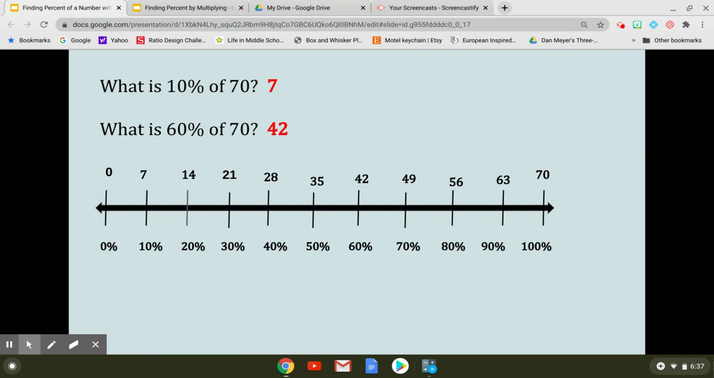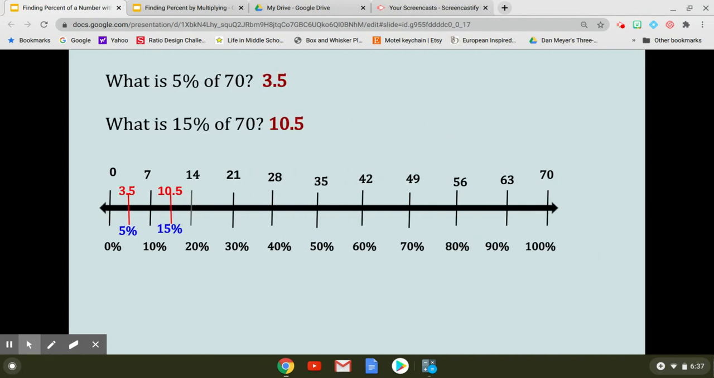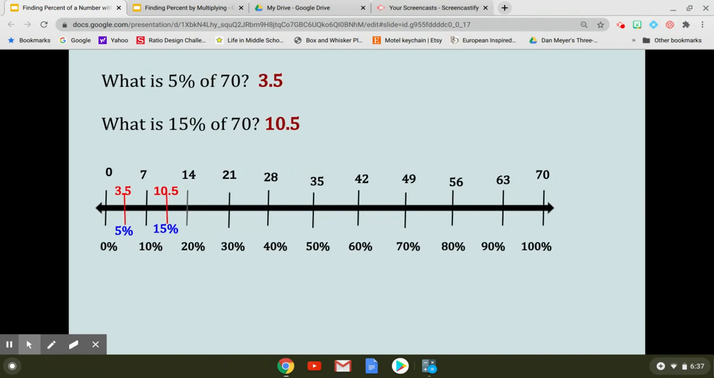So if we asked a question of what is 10% of 70, I would have 7. What is 60%? Well, that's a 10% section times 6. So 60% of 70 is 42. If I wanted to go a little further and find what 5% or 15% of 70 might be, I can take one of my 10% sections and divide it in half to find 5%.